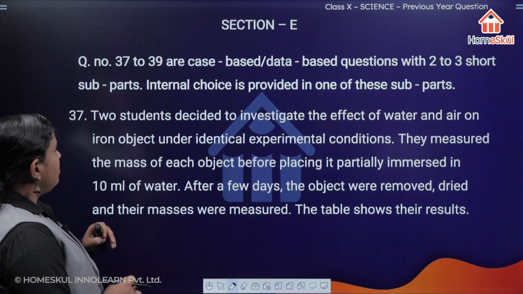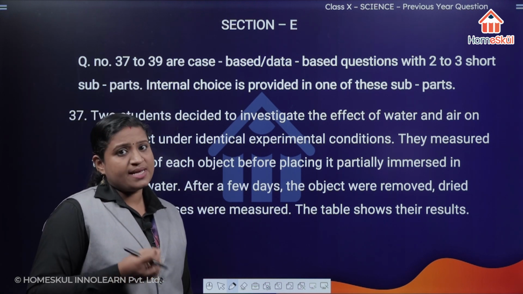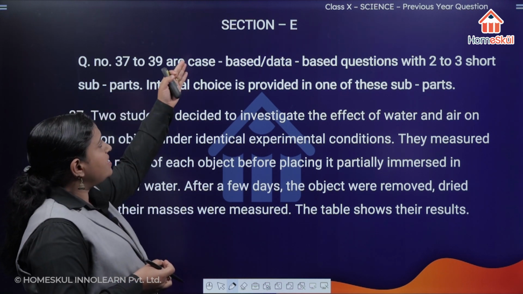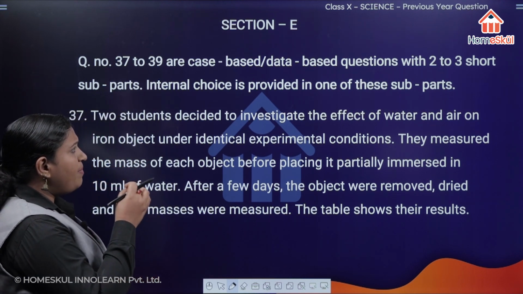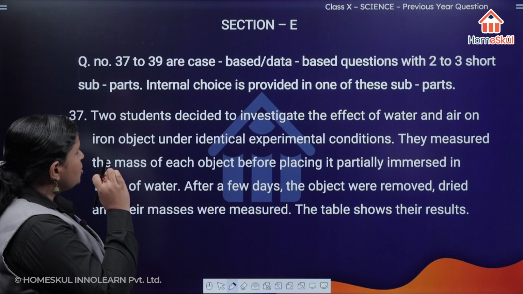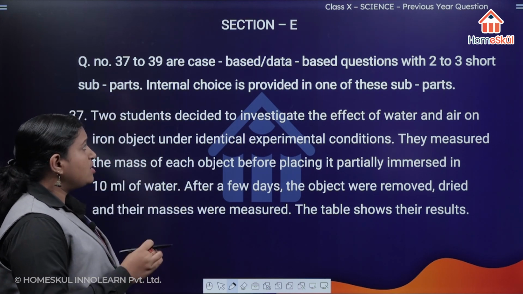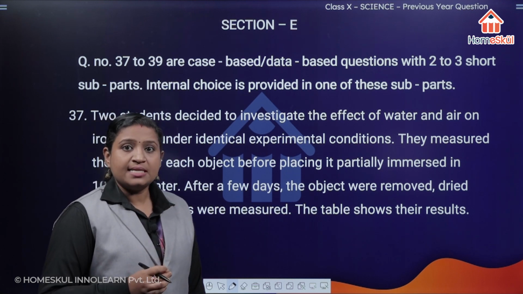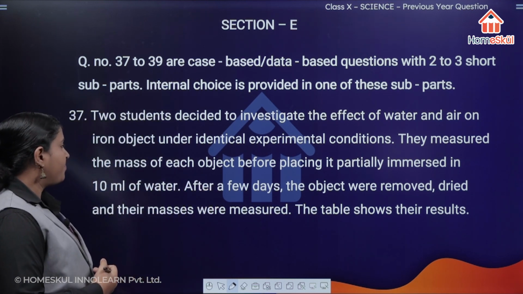Questions 37 to 39 are case-based or source-based questions, and they come under section E, the last section, and there will be 2 to 3 subparts and internal choice is also provided in one of these subparts. Okay, so let's see the question from chemistry.